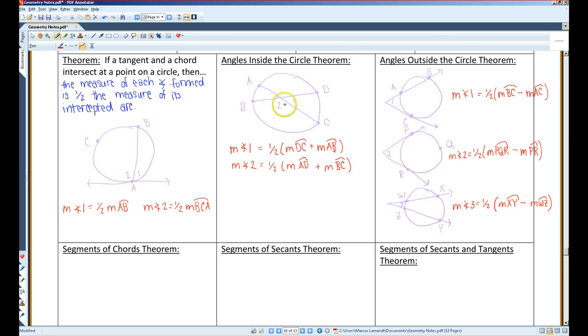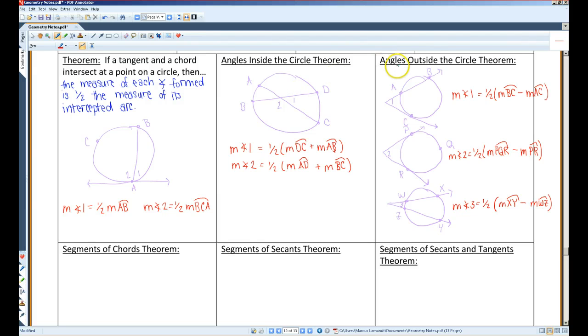So basically, if I wanted to find the measure of angle 1, I can take this arc and average it. So like if this was, I don't know, 50 degrees and this was 30 degrees, these vertical angles here, so angle 1 and its vertical angle, they would be the average of 50 and 30, which is 40. Okay? Same thing with angle 2. Angle 2 would be the average of this arc and this arc. So add them together, divide by 2.